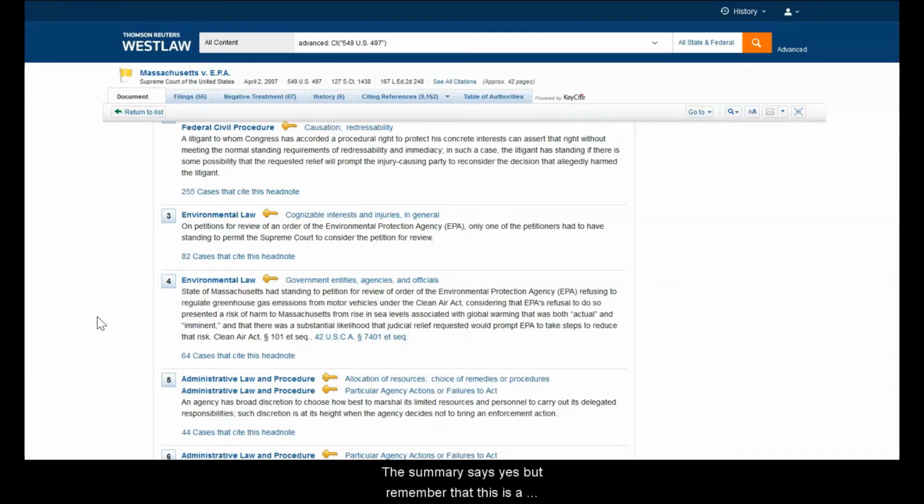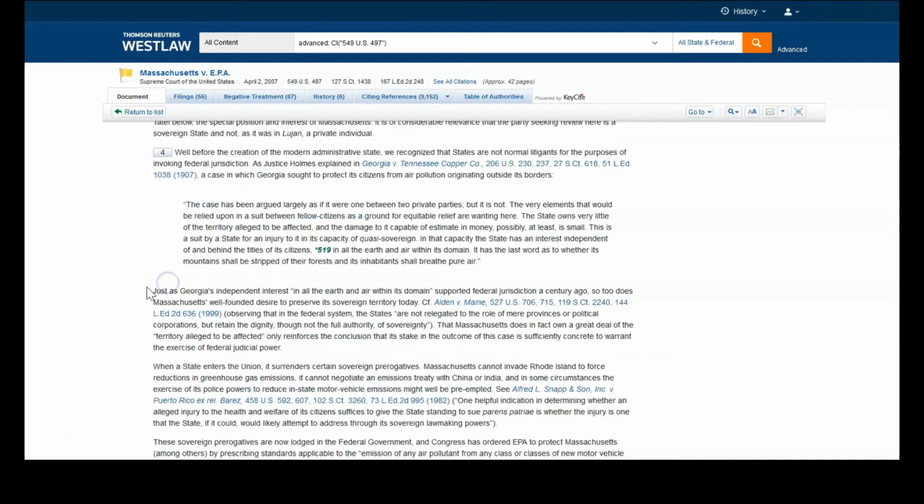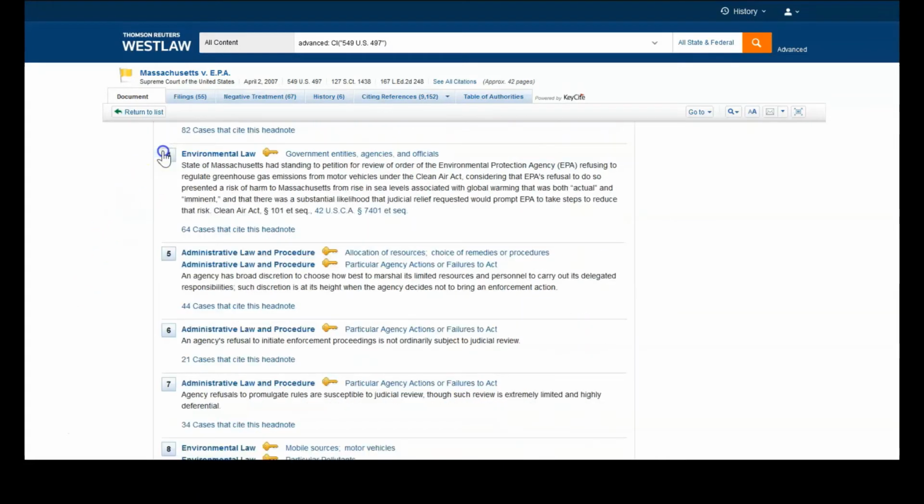The summary says yes, but remember that this is a Westlaw summary, so you don't want to quote it. Instead, if you click on the number, it will take you to the precise place in the court's decision where they said that. So this part here is written by the court, and you can quote it and cite it.